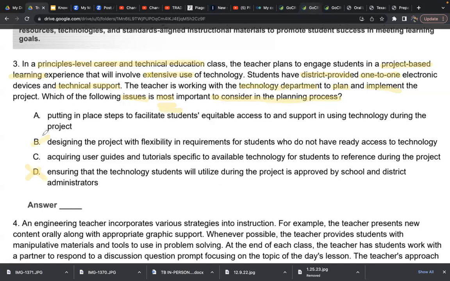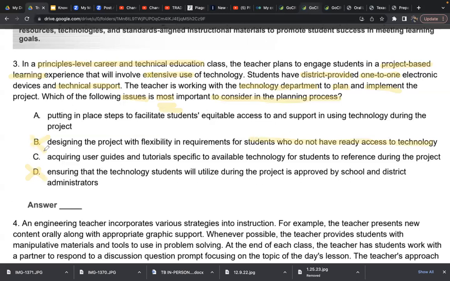But what about this one? B, designing the project with flexibility and requirements for students who do not have ready access to technology. Everybody is supposed to be provided one. Right. That's not even a thing. It's not a thing because it's going to be provided for them. Available technology for students.